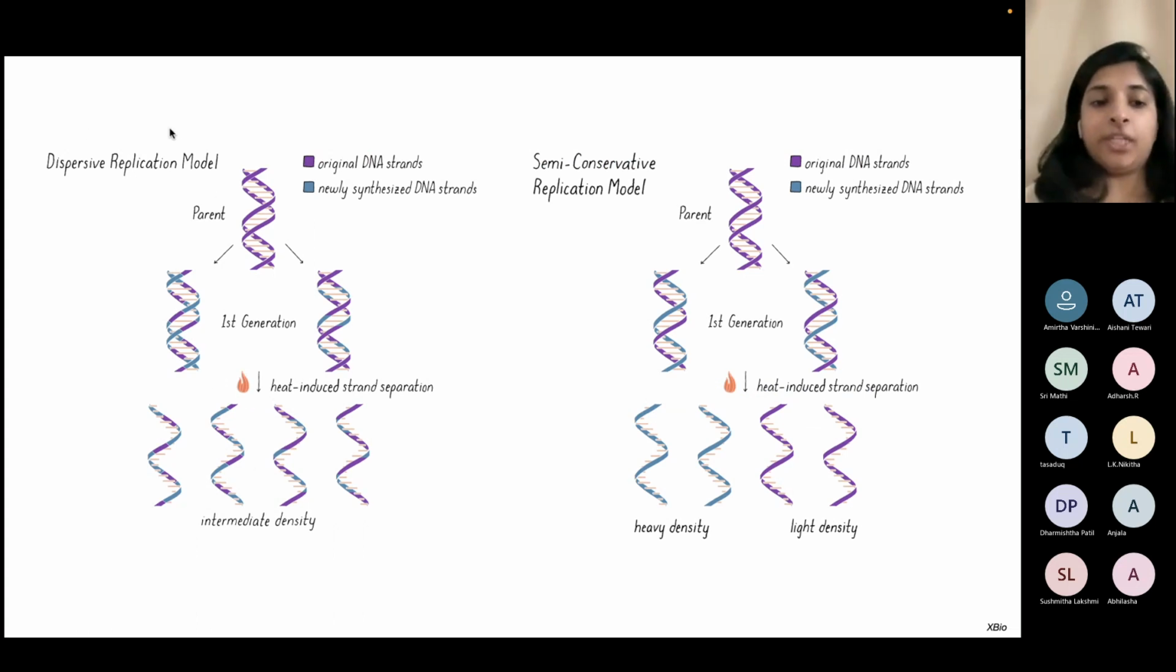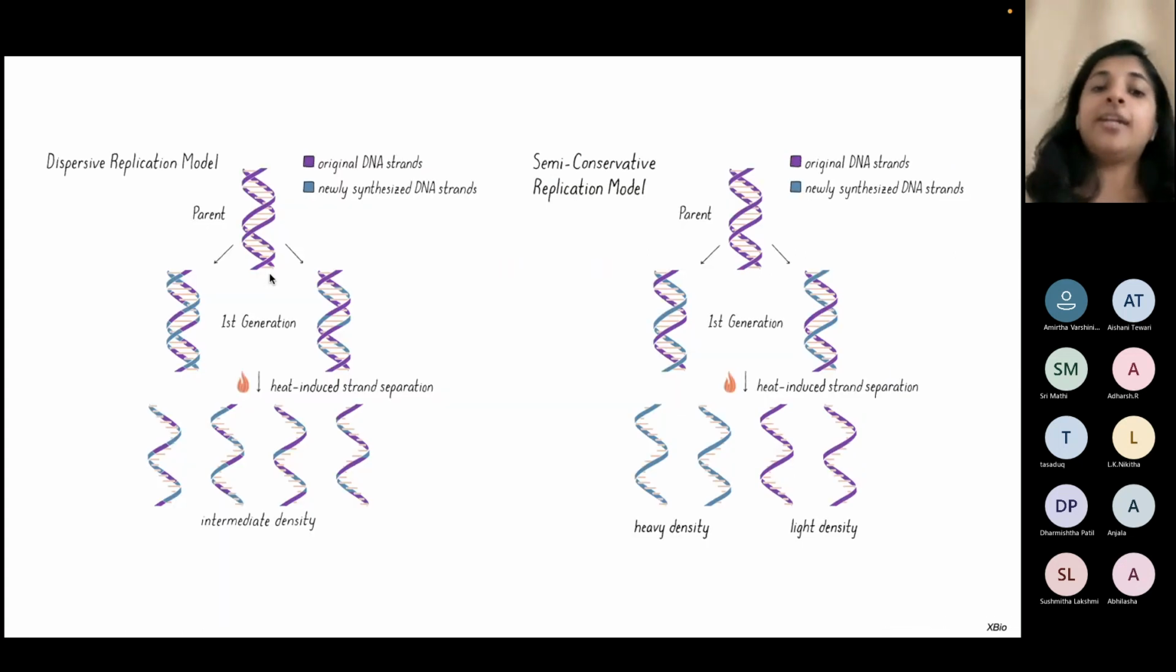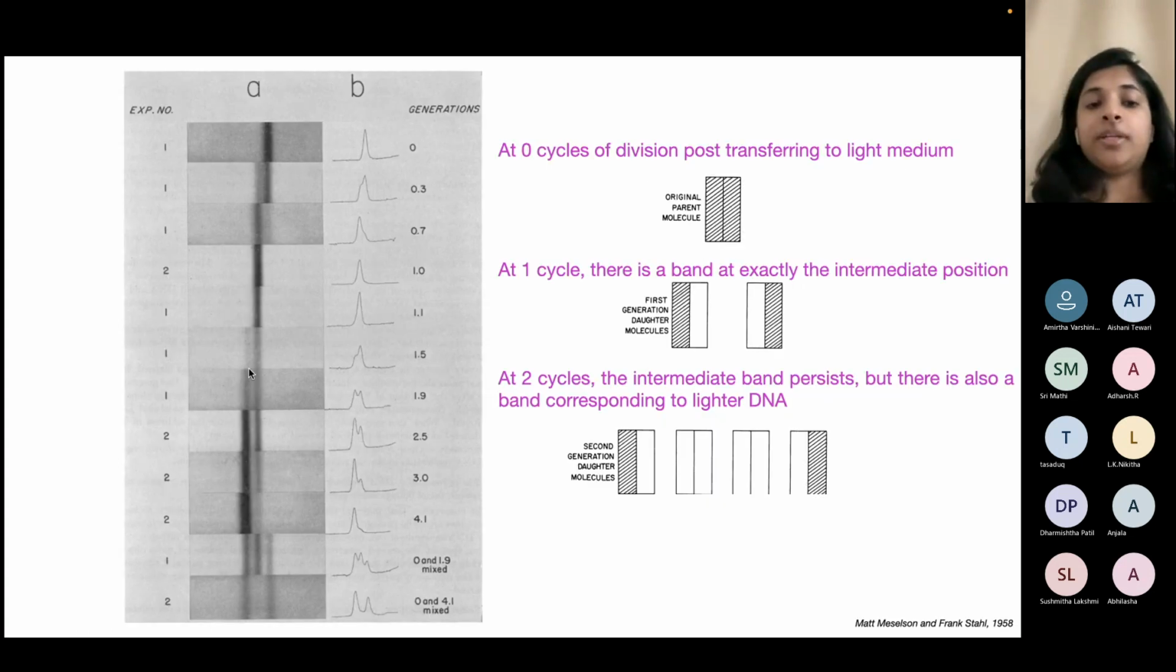Assume that there is a dispersive replication model. Here also, assuming the parent has heavier DNA, we can see that the daughter strand has lighter and heavier regions in it. So here also, because of the similar observation, we will observe an intermediate band only. And in the subsequent generation, again, it will be the same. You will observe an intermediate band only.